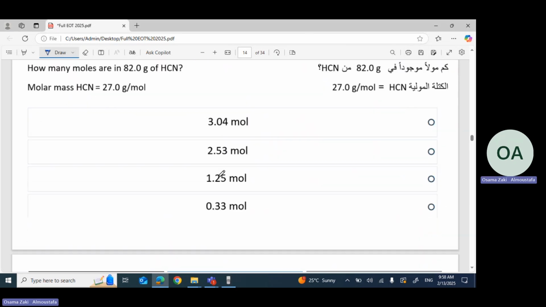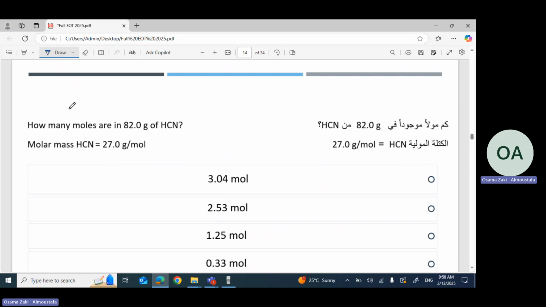Okay, let's move to this one. Also here they ask me how many moles. Okay, and they gave me the mass, which is 82 grams. So we'll follow the same steps. We multiply by 1 mole over the molar mass, which is 27. Okay, so let's check.